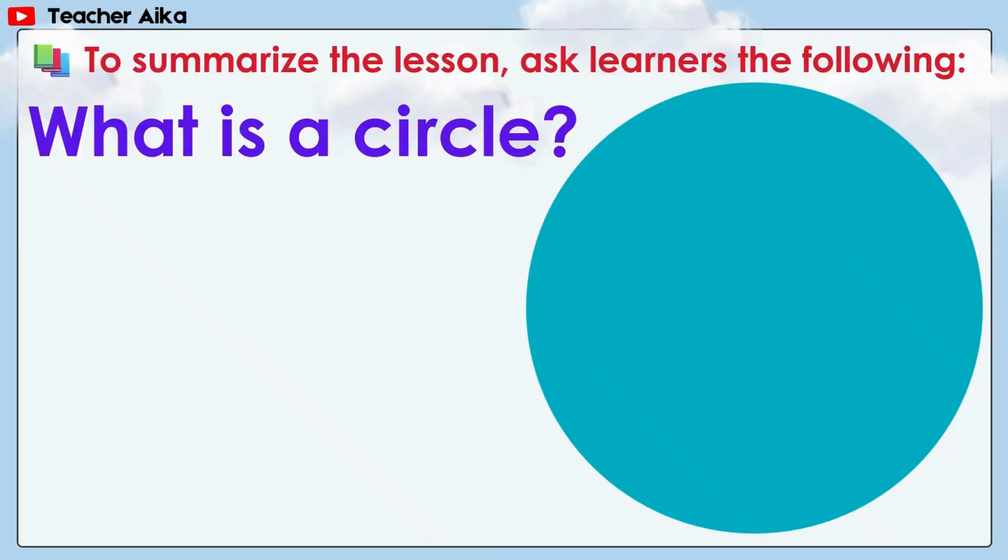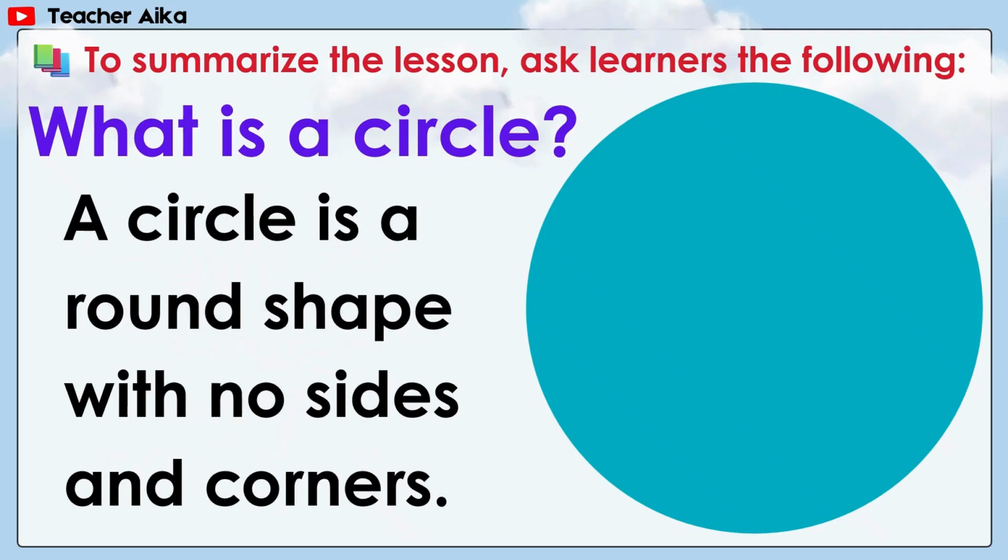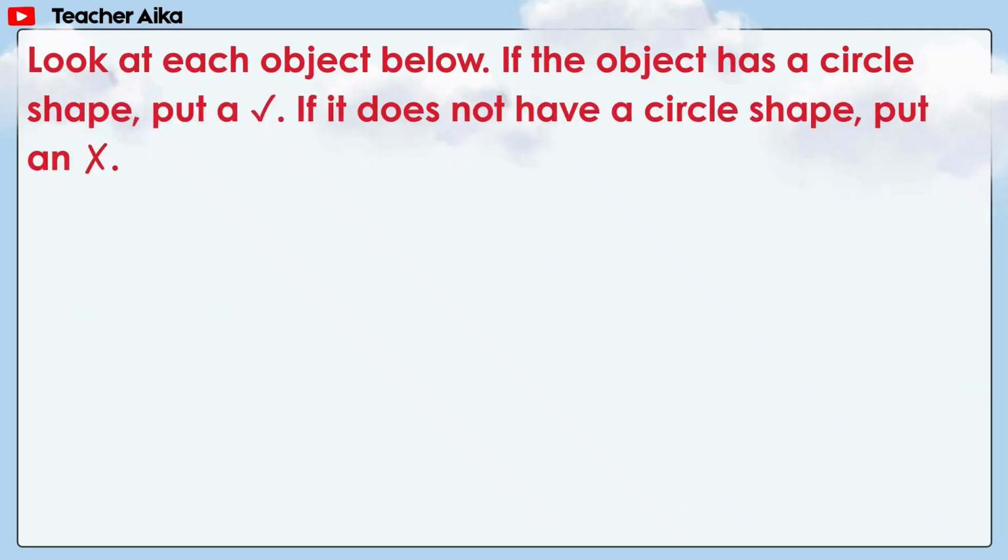To summarize the lesson, ask learners the following. What is a circle? A circle is a round shape with no sides and corners. Look at each object below. If the object has a circle shape, put a check. If it does not have a circle shape, put an X.